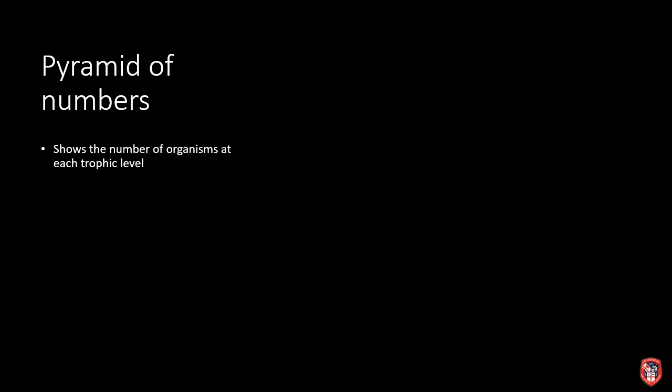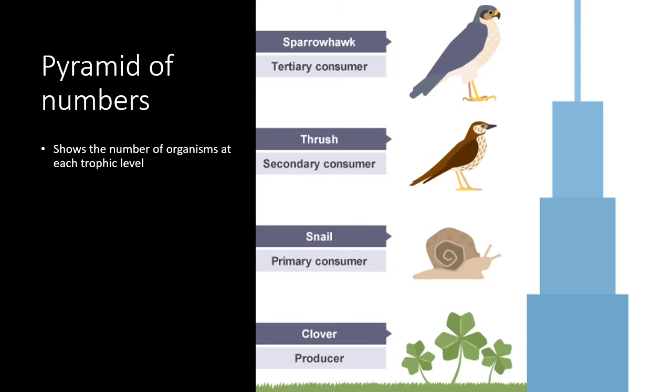Pyramid of numbers, first of all. A food chain, of course, shows simply what eats what. But now we have to think about how many of each thing is being eaten here. So what we can do is start to plot what's called a pyramid of numbers. So we have an example here. Here we have our pyramid of numbers.